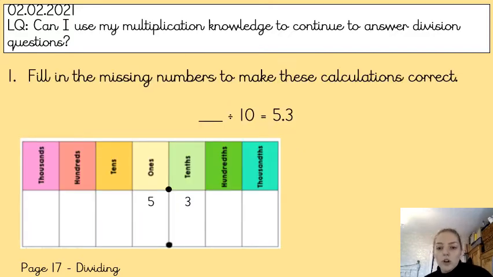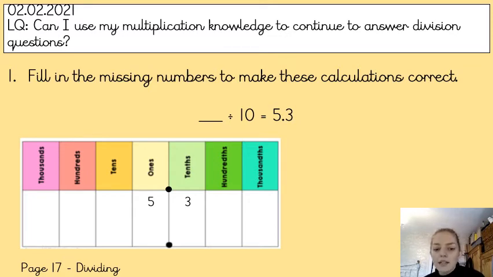Okay, now some of us have been struggling with these style questions. If you need a copy of the place value table, please let me know and I will email it out to you because I know that it'll help some children if they have a copy that they can write on. Okay, so it says fill in the missing numbers to make these calculations correct. So it says something divided by 10 equals 5.3.